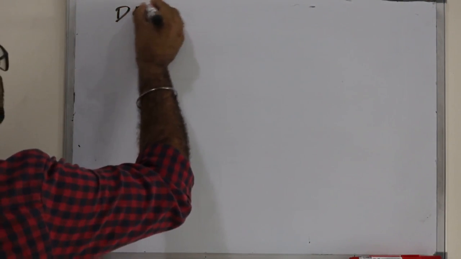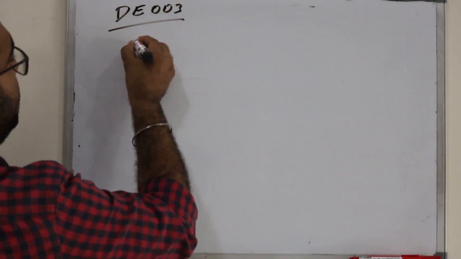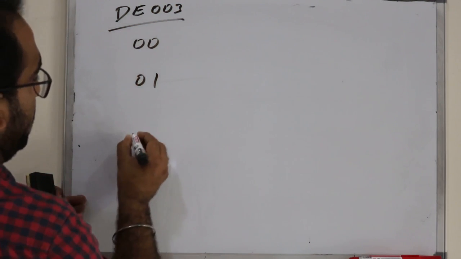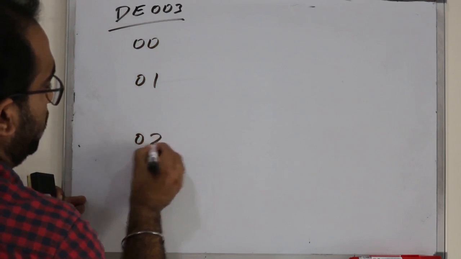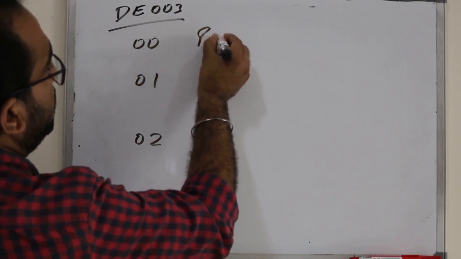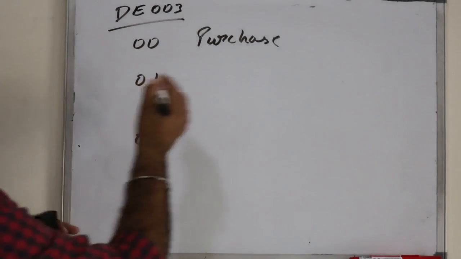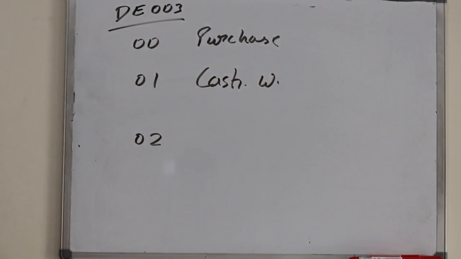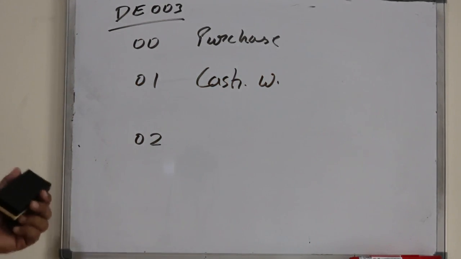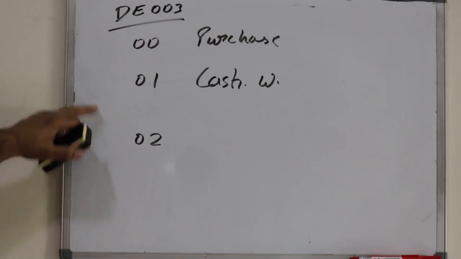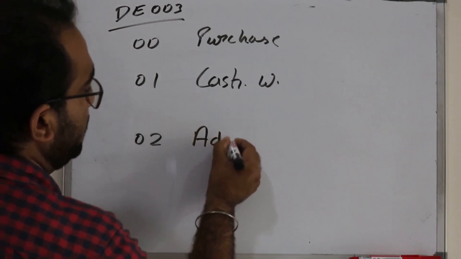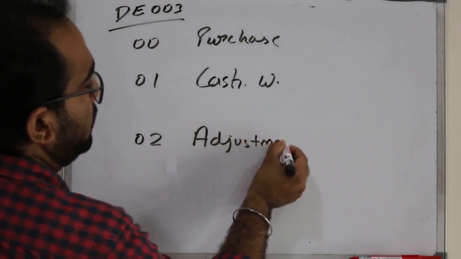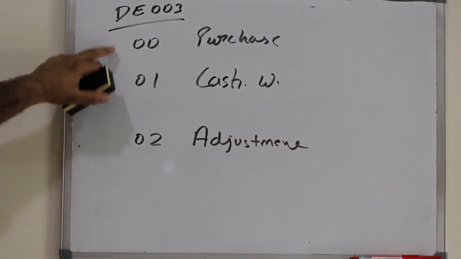So quickly I will give you 3-4 examples of this value. 000, 001 and 002. 000 is a purchase. 001 is a cash withdrawal. You can do it from an ATM or from a POS, the cash withdrawal or cash disbursement transaction. And the third one is adjustment. Now this is only the processing code.